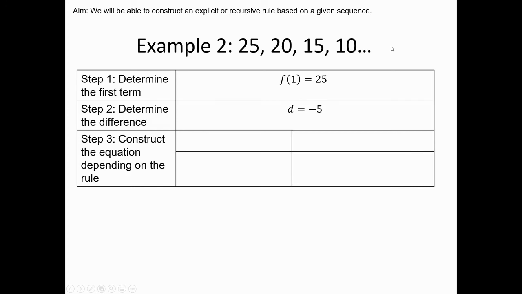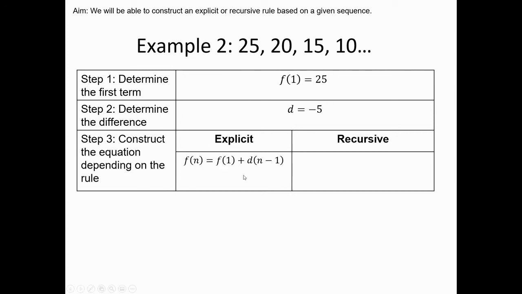Now, we have all the information we need, so all we have to do, guys, is to take the formulas for explicit and recursive, and fill in this information. So remember, explicit is this formula right here. So all we're going to do is take our equation and replace f of 1 with 25 and d with negative 5. So it's minus 5 right here.